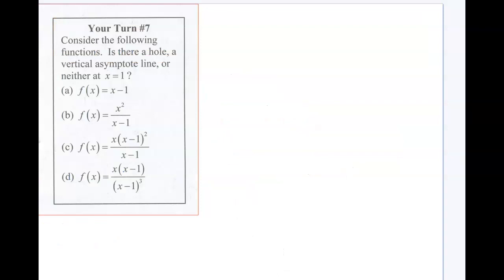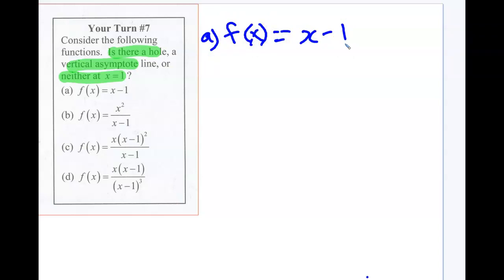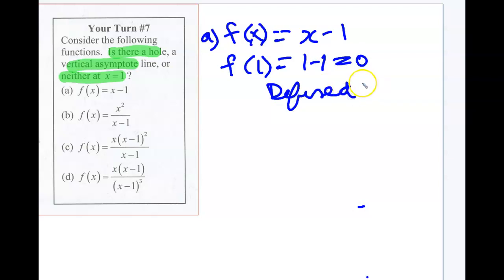Okay, the last question here, they're giving us some different functions, and they want us to determine whether the function is a hole, a vertical asymptote, or neither at x equals 1. So if it's neither, that means it's going to be defined at x equals 1. So in part A, we're given a linear function, and there is no denominator to start with, so there are no points of discontinuity. So f of 1 actually equals 1 minus 1, which is going to be 0, and that is a defined point on my graph: when x is 1, y is 0. So that answer would be neither.